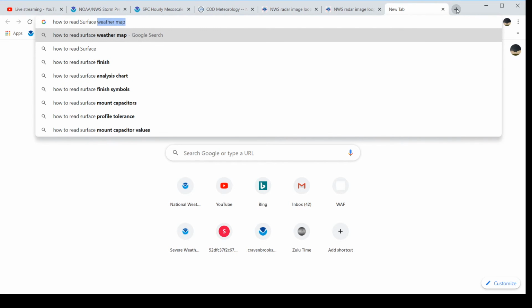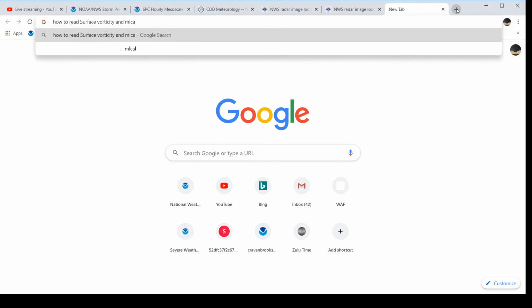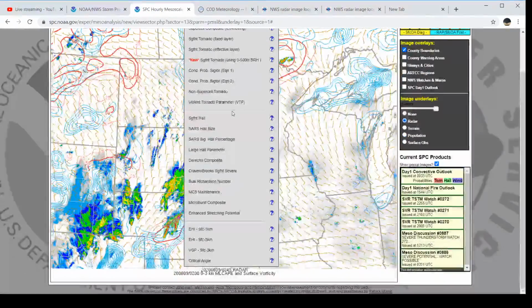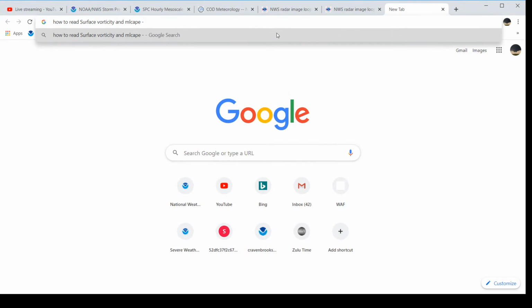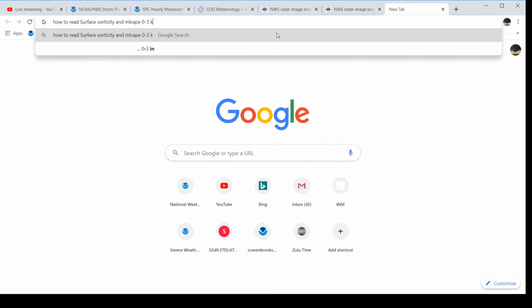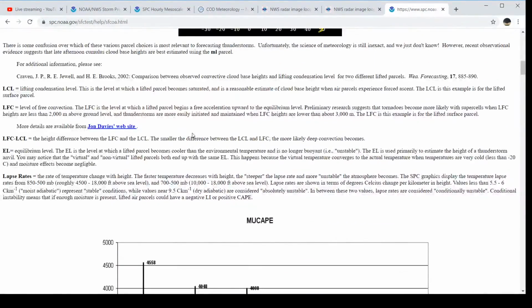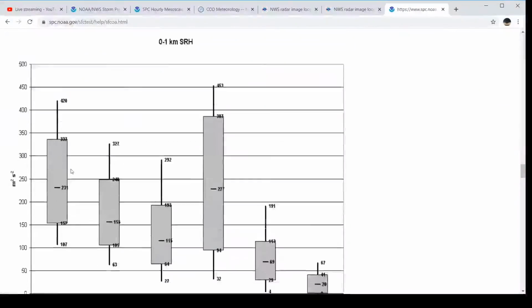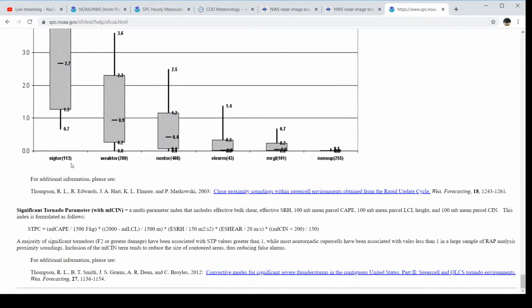Surface vorticity and MLK. Oh, what's MLK? ML, 0 kilometers. 0 through 3 kilometers. Here we go. Wait, we might be looking at the wrong thing. Even though this is useful, if y'all can find this website, please look over it. This gives you all the box and whiskers in the world. And it's very nice. It definitely helps.